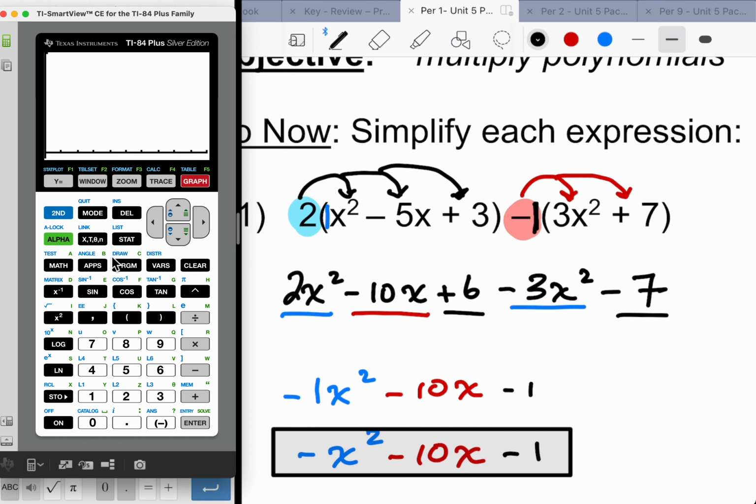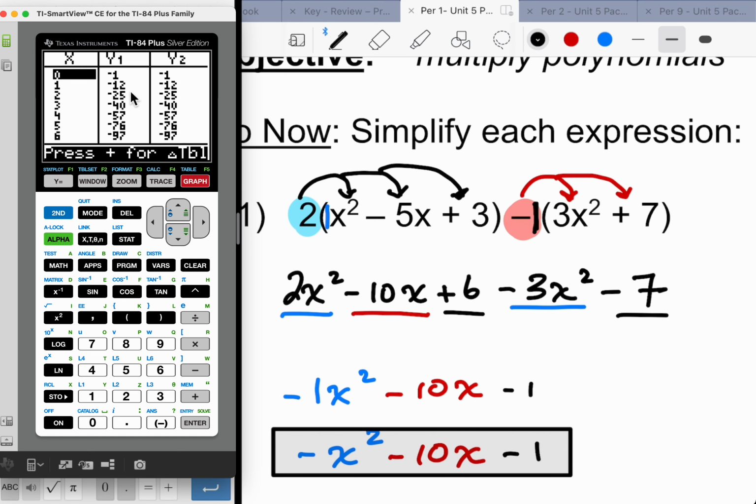All right. Oh, yeah, I just hit graph accidentally, but you see my point. Nothing shows up, so it's not really very helpful. All right. But the table gives you a good look. If you see y1 and y2 matching each other, then you know that your two expressions are equivalent.